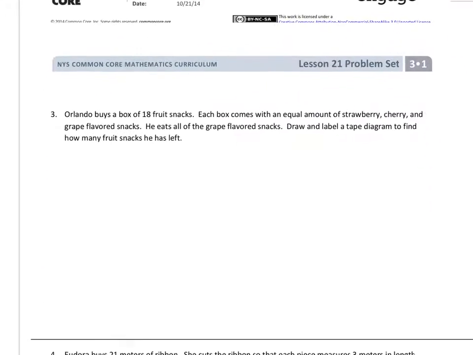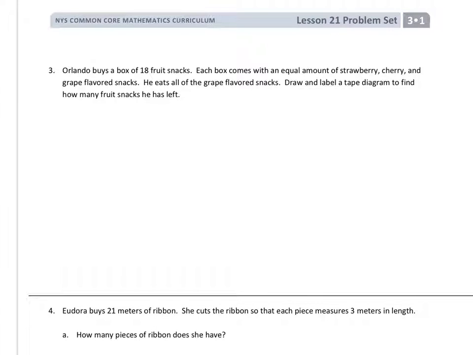All right, let's see what problem 3 has in store. Orlando buys a box of fruit snacks, 18 fruit snacks to be exact. Each box comes with an equal amount of strawberry, cherry, and grape-flavored fruit snacks. He eats all of the grape-flavored ones. Draw and label a tape diagram to find out how many fruit snacks he has left.